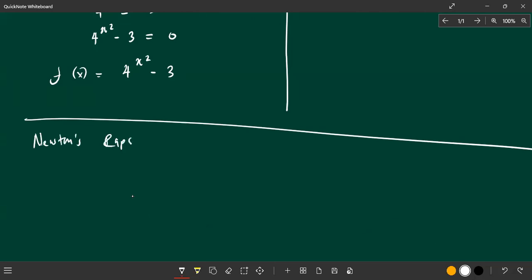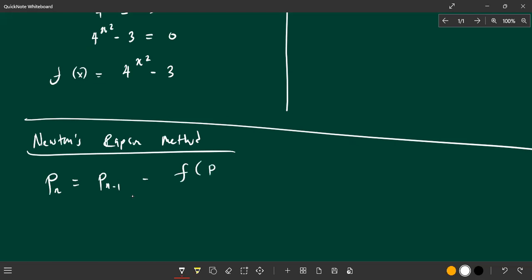Newton-Raphson method. Newton-Raphson method says to find the next value, this is equal to the previous value minus the function evaluated at the previous approximation divided by the derivative of the function evaluated at the previous approximation, to get the next one. So this is Newton-Raphson method.